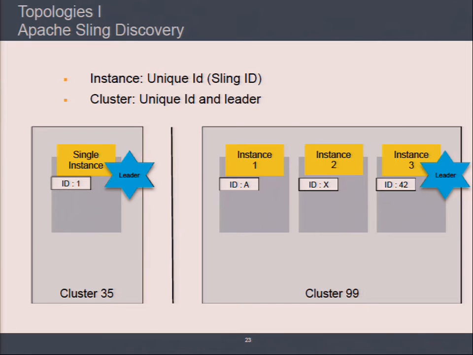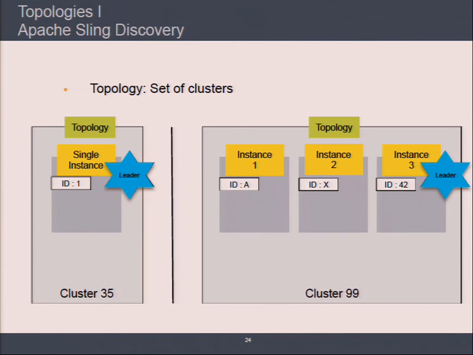And the Sling discovery also does a leader selection. So you have a stable leader within your cluster. For a single instance, this is easy. If you have more than one instance, you have to do some clever computing to find out which one should be marked as a leader.